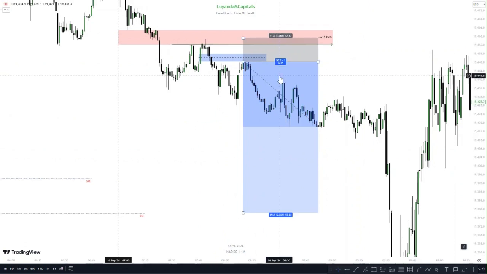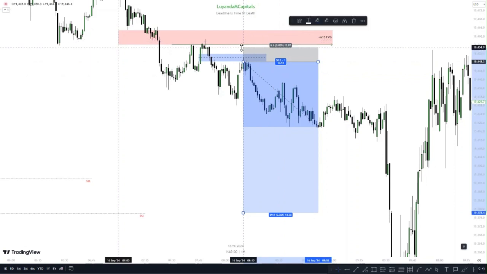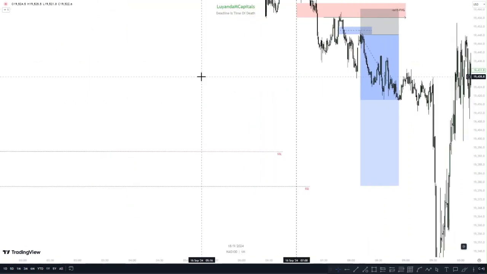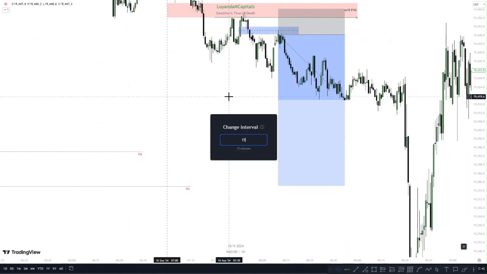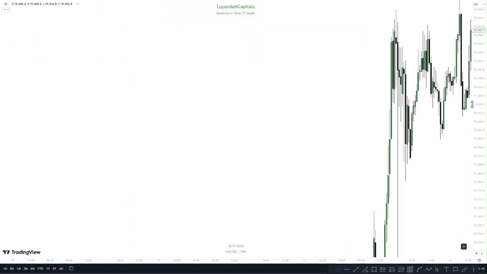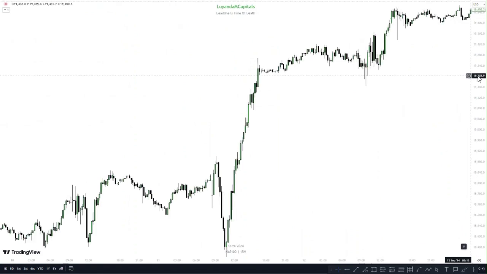Zero to minimal drawdown here. You could have placed your stop loss over here also, even here. Doesn't matter. The aim is to get a trade. Good trade. Even here, I took a trade also during London.